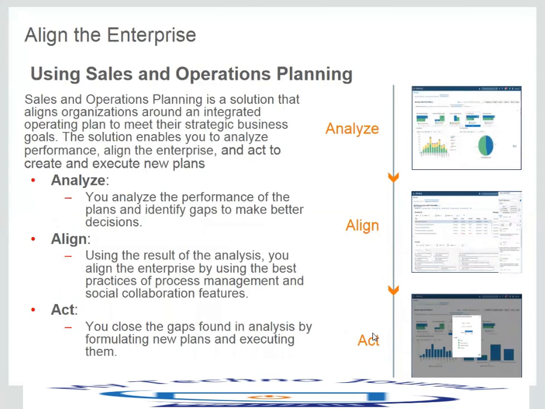So if you see this, SNOP basically is a periodic process, typically monthly, for closing the gap between a company's operational plan and its business and financial targets, right? Every company has its own operational plans and its own budget. So just make sure that everything is in place and there are no gaps between any of these departments. The SNOP solution also facilitates this process by giving you the capability to analyze your performance, align with the enterprise, and act to create and execute new plans.